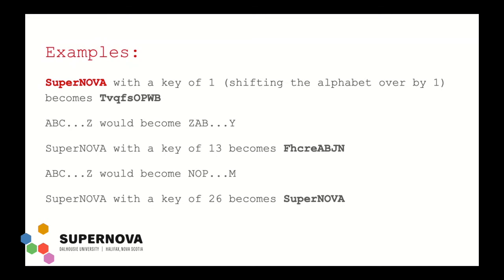Supernova with a key of 13, which is like rotating it halfway around the alphabet because there's 26 letters, would become this. And then if you shifted it 26 times, A would go all the way around and come back to just being normal. So there's only 26 different keys that you have, 1 to 26, that will change your code.